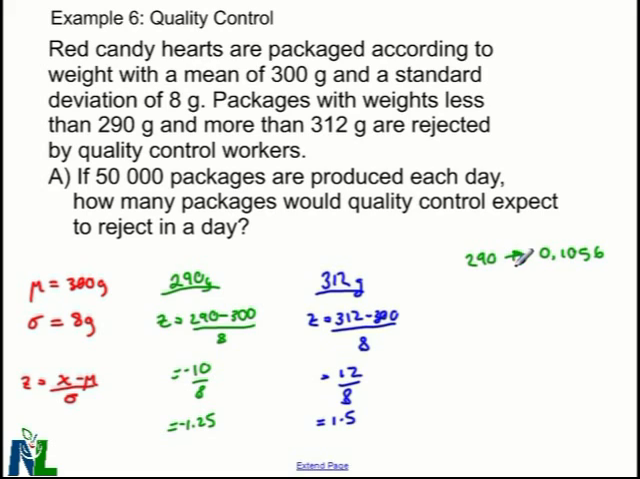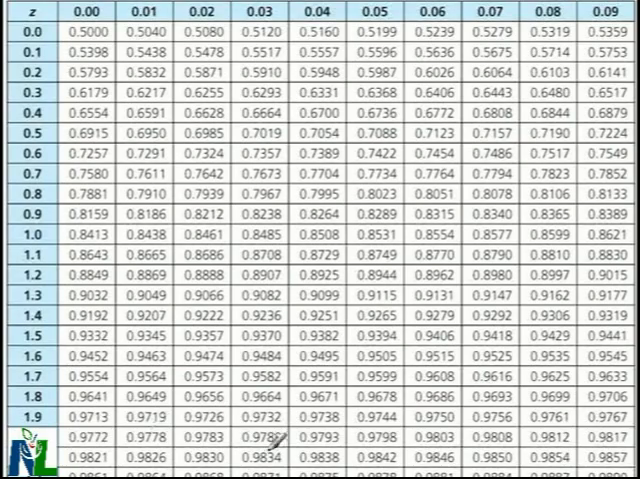Okay? Now for 312 grams, I need to look up a positive z-score. So I'll go to my positive z-score table. And again, I need to locate 1.5. So there's 1.5. And it's 1.50 since there was nothing after that. So I'll be using this column of my z-score table. Trace down that column. Trace across. I see 0.9332.